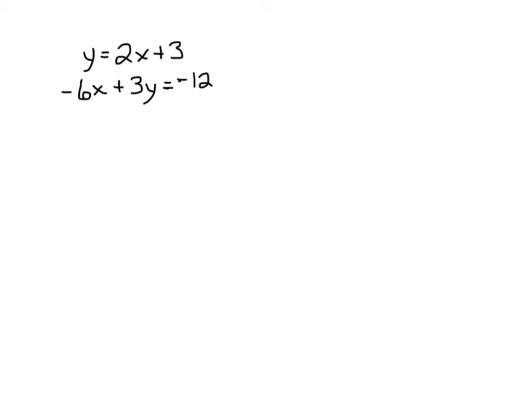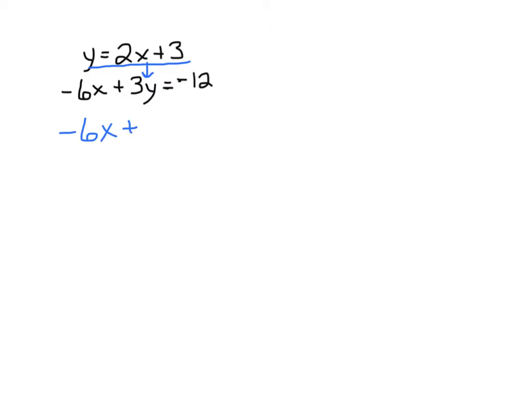Let's take a look at these two equations and try to find the point where the two lines would cross. The first equation is y equals 2x plus 3, and the second equation is negative 6x plus 3y is equal to negative 12. Because the first equation is already solved for y, I'm going to use the substitution method, and I'm going to substitute 2x plus 3 in for y into the second equation to create my third equation.